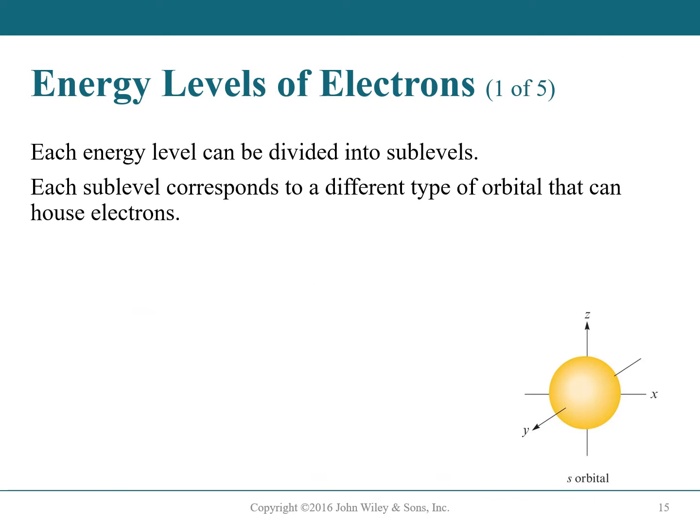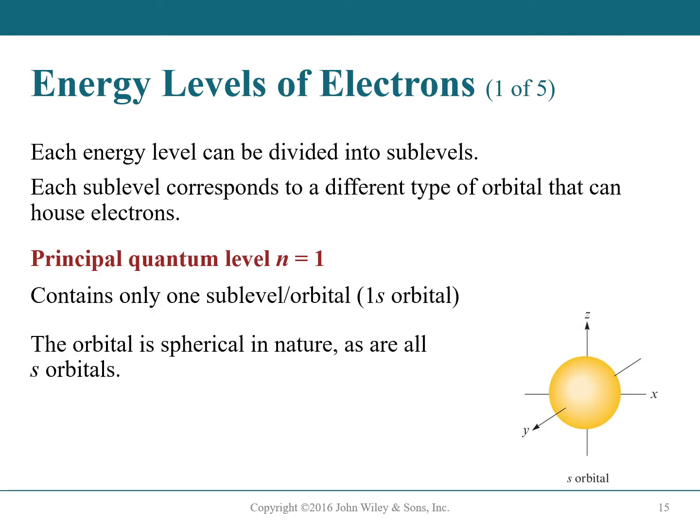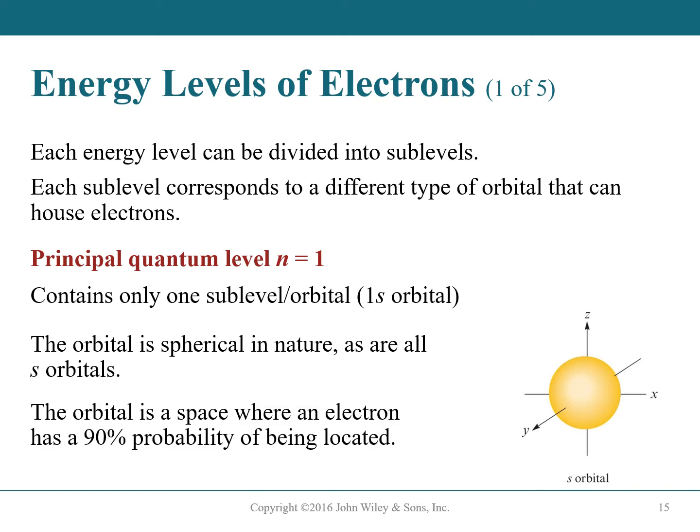What about within each level? Okay. So our principal quantum number, n equals 1. And the only thing in there, the way it looks, is that we have a shell. Let me just explain. This is the s orbital.